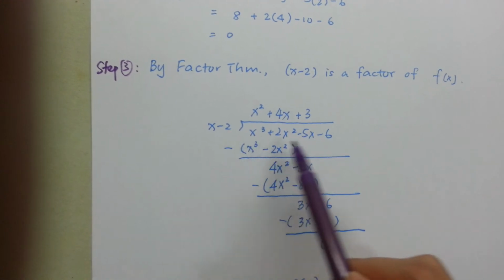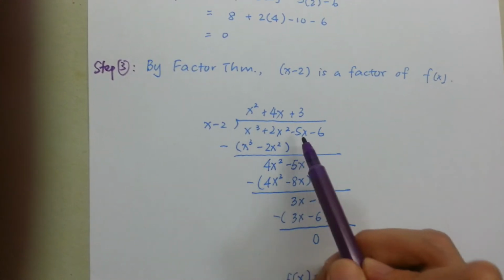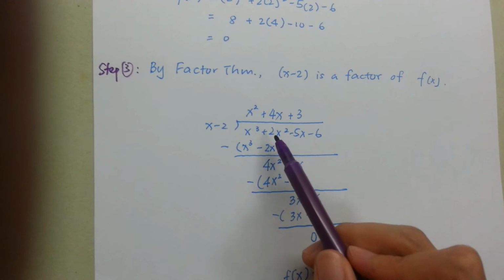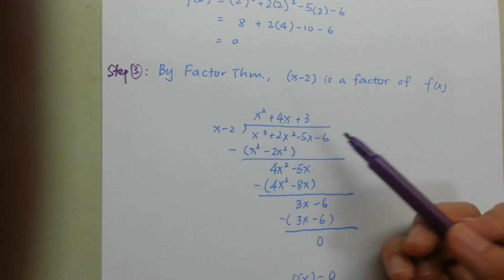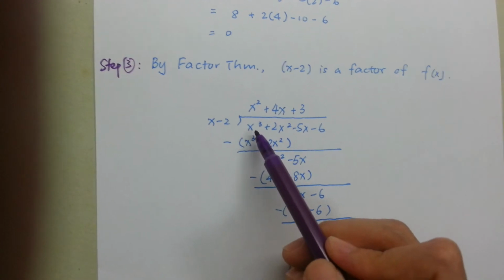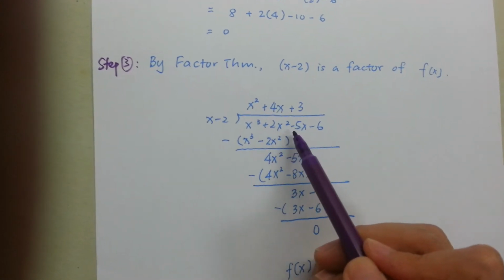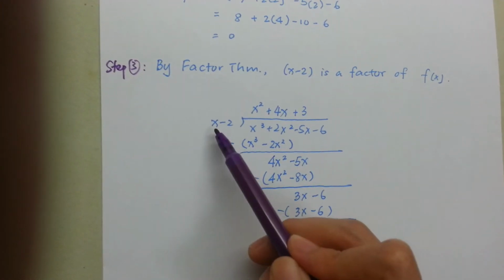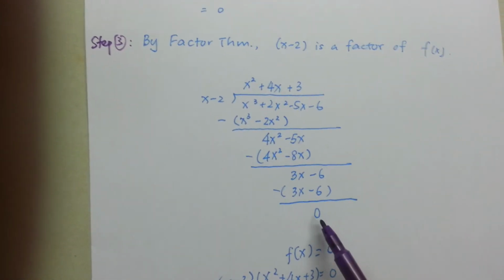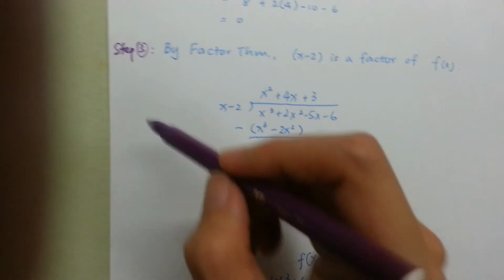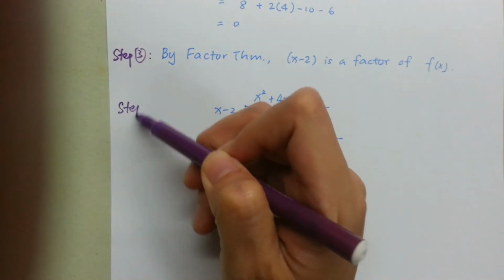So I set up a long division, writing every term in order. If there's a missing term, we will write coefficient 0, but in this case it's fine. So x cubed plus 2x squared minus 5x minus 6 divided by x minus 2, you do your long division and end up having 0. That would be very good. Long division is our step 4.